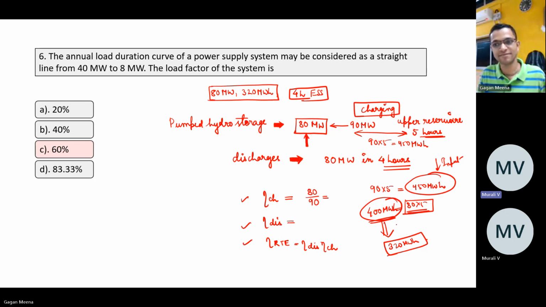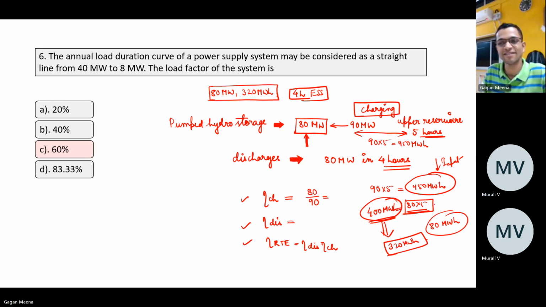How did you get the amount of energy stored in the reservoir? Because you're taking 5 hours to charge, right? This was the input, that is clear: 90 into 5, 450 megawatt hours. That is the input given to the entire process. We know the rated capacity is 80 megawatt only. It cannot store more than that. While discharging, is there no loss? Yes, it is there, right? From stored energy of 400, the output is 320. So there is a loss of 80 megawatt hour.